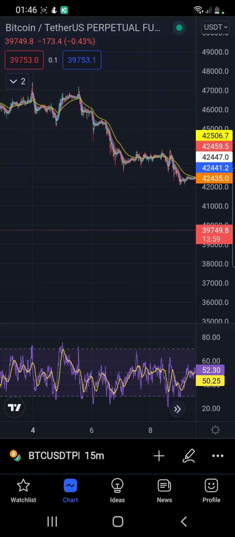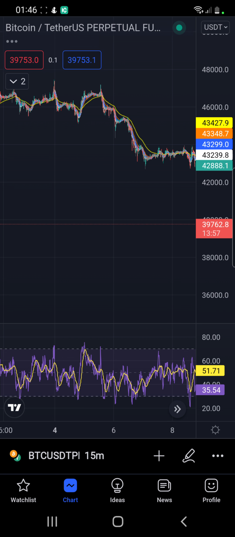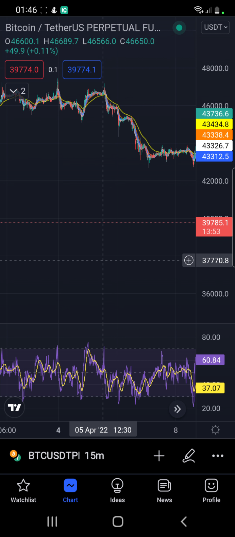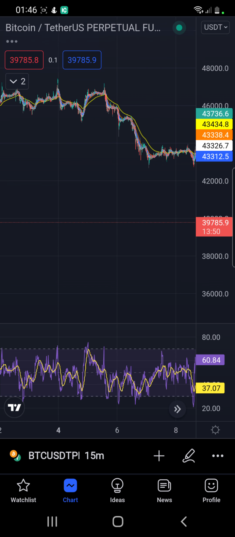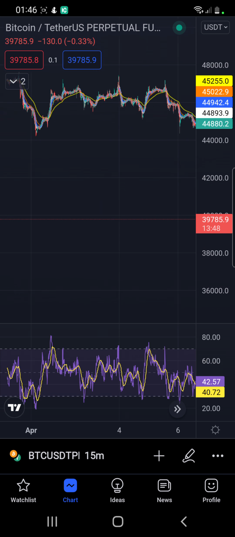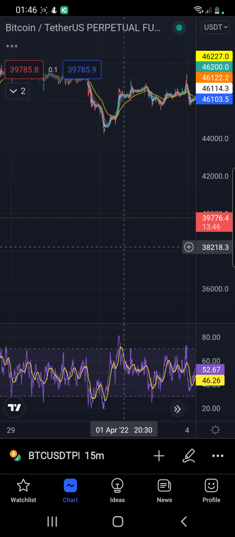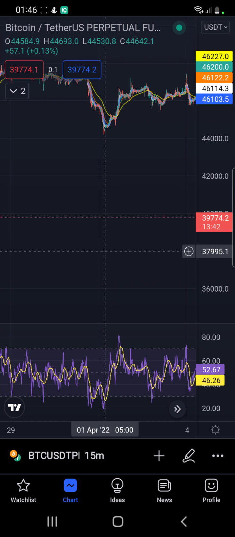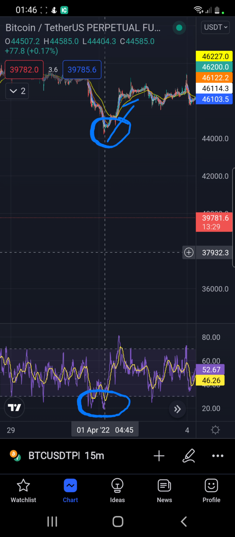Let's go at the back and let's see. Over here, anything that has very big wicks, yeah, this is a good one. If you see this one, over here it is oversold, and this part of the trade, and then it went up.